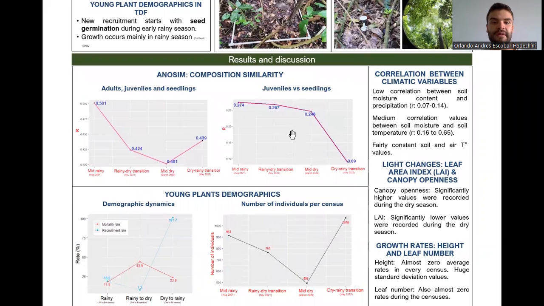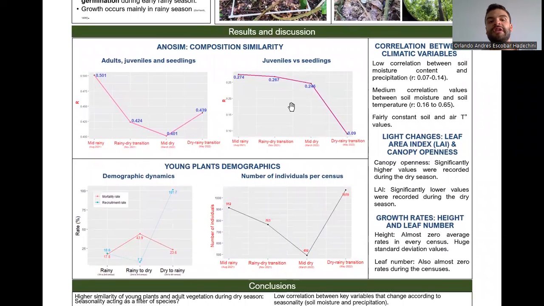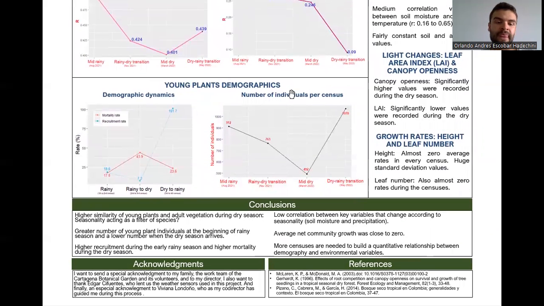So what did we get? Regarding composition similarity, with the help of an ANOSIM analysis, between adults, juveniles, and seedlings, the similarity was higher during the mid-dry season and lower during the mid-rainy and the dry-rainy season transition. Surprisingly, between juveniles and seedlings, the similarity was higher during the early rainy season.